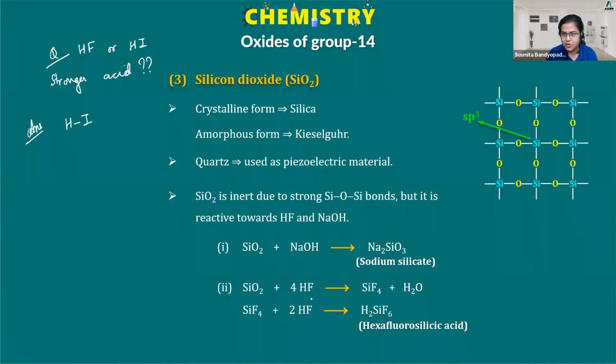So HF will react with silica to form SiF4 first, and then SiF4 will further react with HF to produce hexafluorosilicic acid. And now using this acid, you can write or draw, do whatever, or carve designs on this glass. The process is known as etching of glass, and it's important from the examination viewpoint. When SiO2 reacts with HF, you will mention this as the answer. This one is important from the examination viewpoint. Fine.